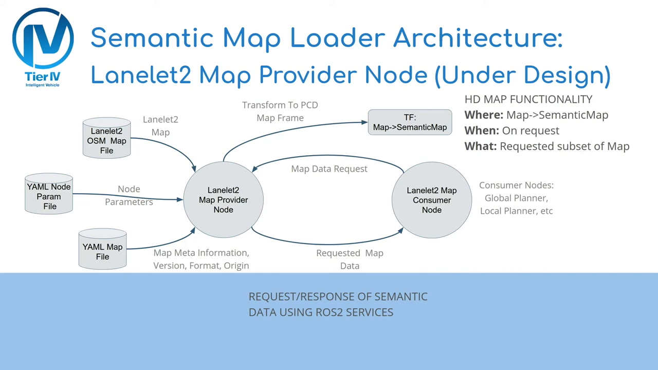The three HD map considerations are answered as follows, where the provider node defines and broadcasts the transform map to semantic map to convert between the semantic map frame and the point cloud map frame. The map data is supplied only on requests from consumer nodes, and only the requested subset of the map data is provided as appropriate for the needs of the consumer nodes.